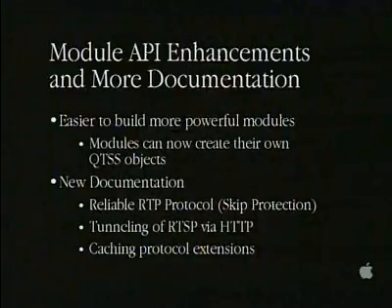Documentation-wise, we have now documented our reliable RTP protocol, or skip protection as you know it. What that means is that if you want to write a server or a client that takes advantage of skip protection and instant-on and things like that, we've documented that protocol, so you can do that now. In addition to that, we have documented our mechanism for tunneling RTSP over HTTP. The reason we do that is it's our way of getting through firewalls that don't support RTSP and RTP. So that's documented. Again, if you want to write a server or a client that takes advantage of that protocol, the documentation is all there.